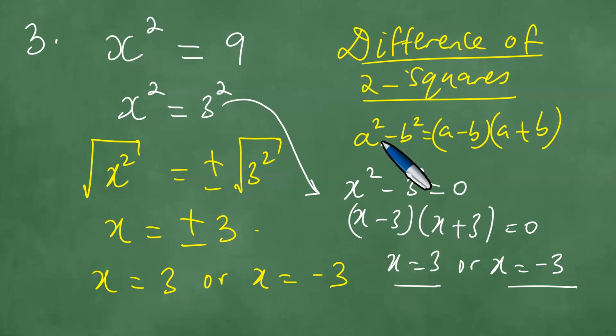So you can use the difference of two squares, or you can just apply the square root on both sides and put plus or minus there. We're getting to the same answers, x equals 3 or x equals minus 3. Do you see that? Okay, next question.